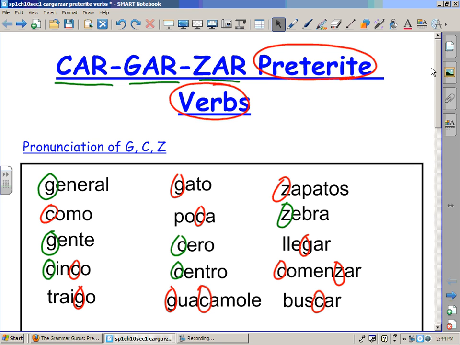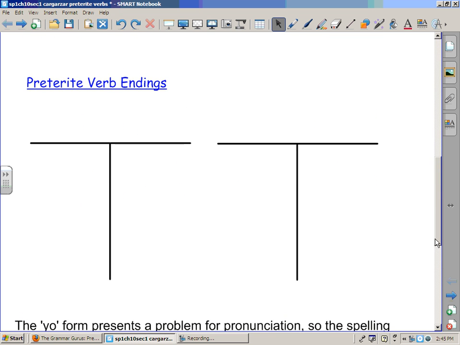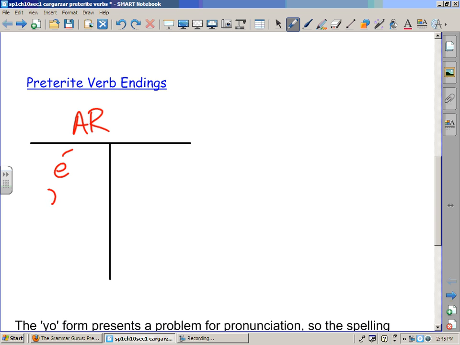So I want to see how this pronunciation rule applies to conjugating preterite verbs. CAR, GAR, ZAR, are they AR, ER, or IR verbs? They're all AR verbs, so that's all we're going to worry about. You told me the endings before. They were é, aste, ó, amos, aron.